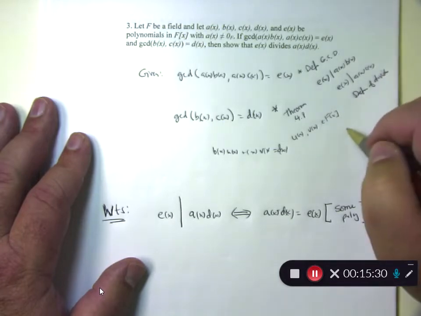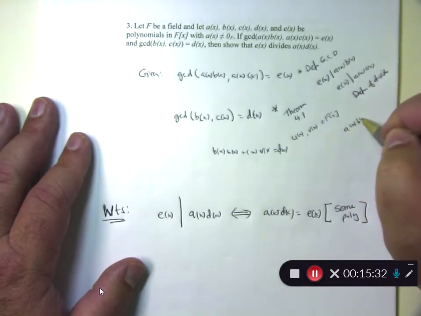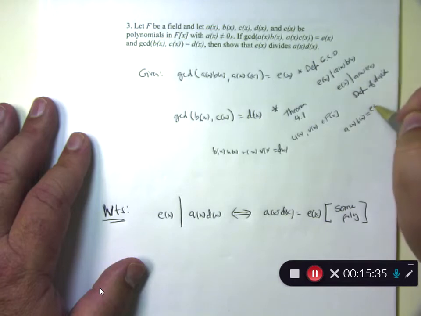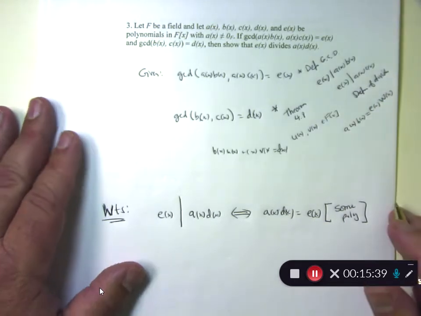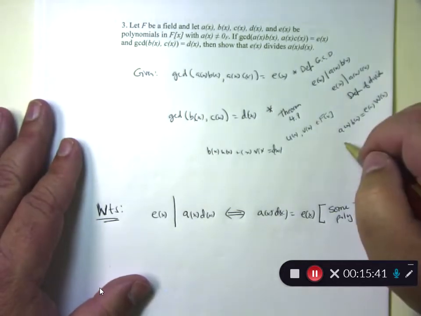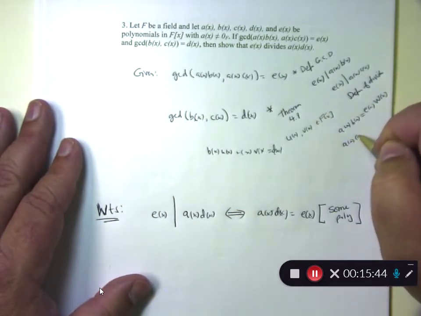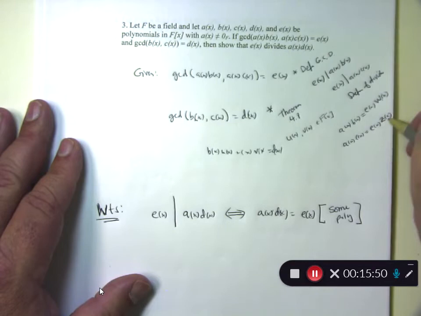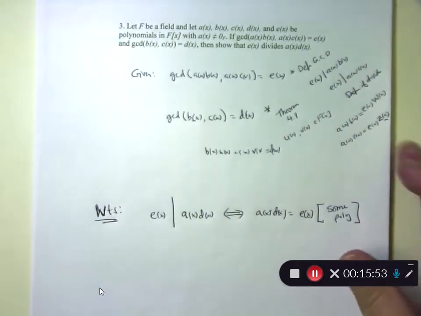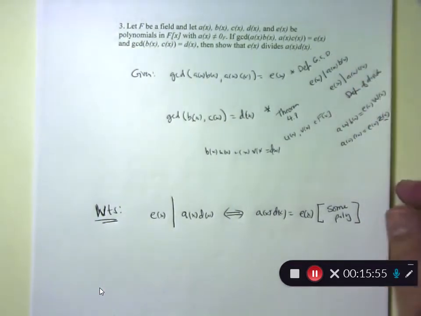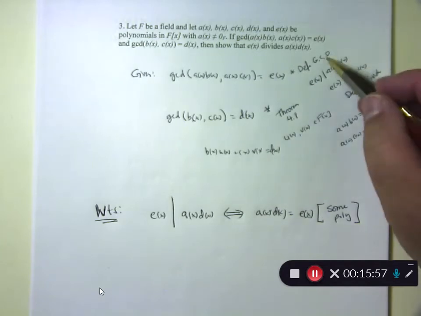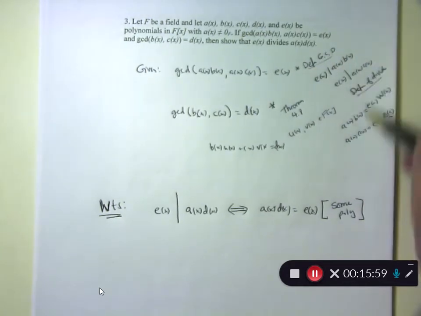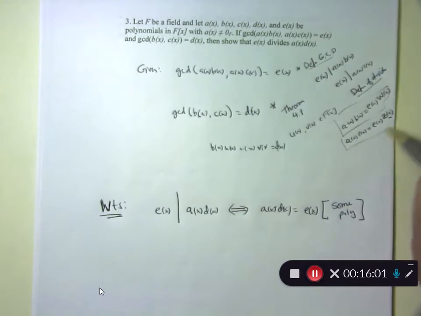Pick some letters. A of x times B of x would be equal to E of x times, let's see here, W of x. I haven't used W in a while. And the other one is A of x times C of x is equal to E of x times Z of x, where W of x and Z of x are elements of F adjoin x. Now, of course, I'm going to write this up properly, but this is the definition of GCD, which I've got to use with the definition of divides to get myself some equations.